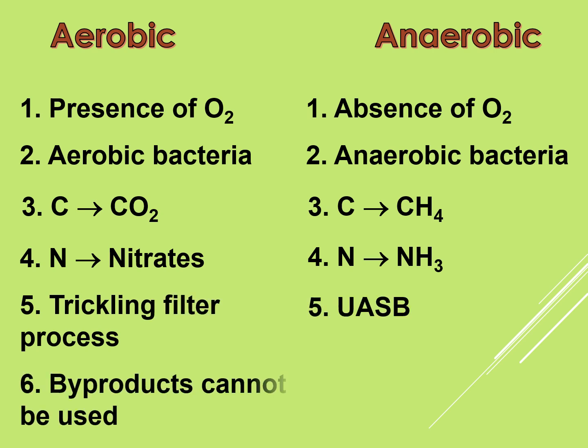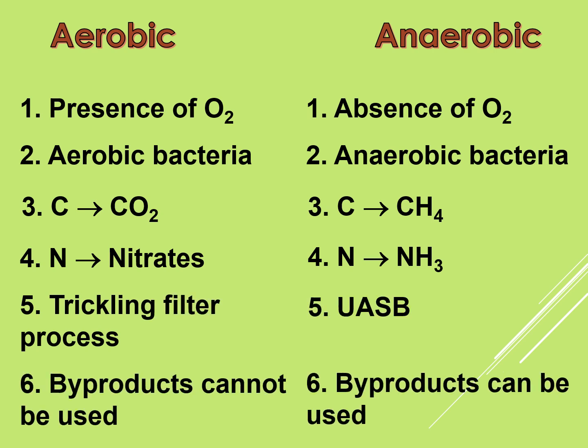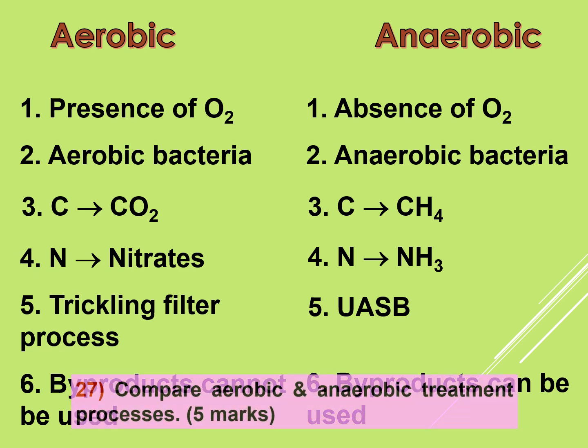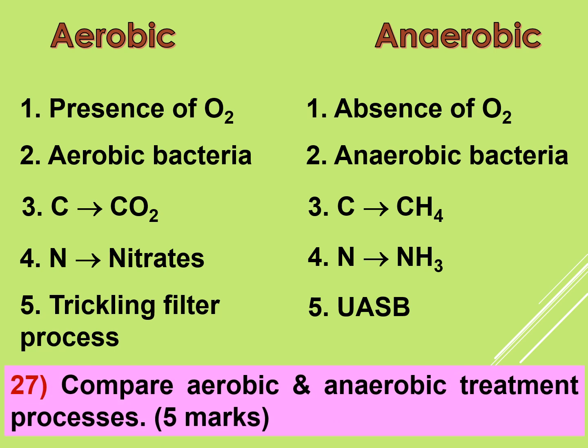Example, trickling filter and UASB. Now in aerobic process, the byproducts formed like carbon dioxide and nitrates cannot be used for other purposes. Whereas in anaerobic, the byproduct formed, methane, can be used as biogas. So this is a comparison of aerobic and anaerobic process. Compare aerobic and anaerobic treatment process. Another important question for a university examination.